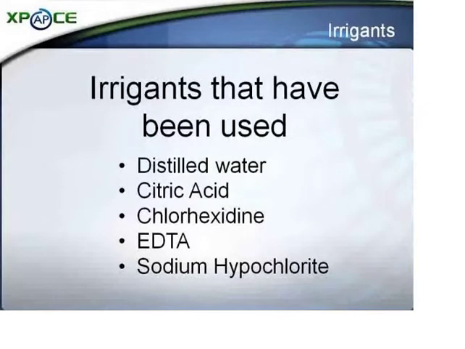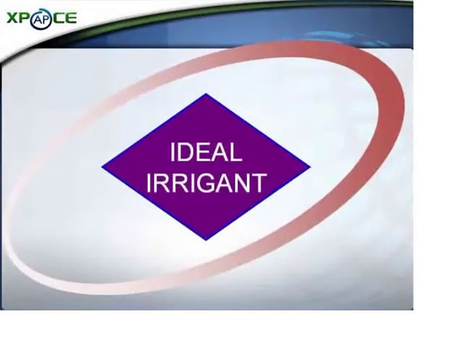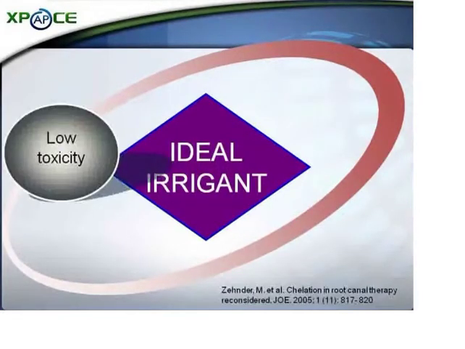None of them meet the requirements set for an ideal irrigating substance. What are the ideal properties of a root canal irrigant? When we talk about an irrigant, it is important to recognize that these substances have specific characteristics that many other substances used in endodontic therapy do not have. It should have low toxicity.